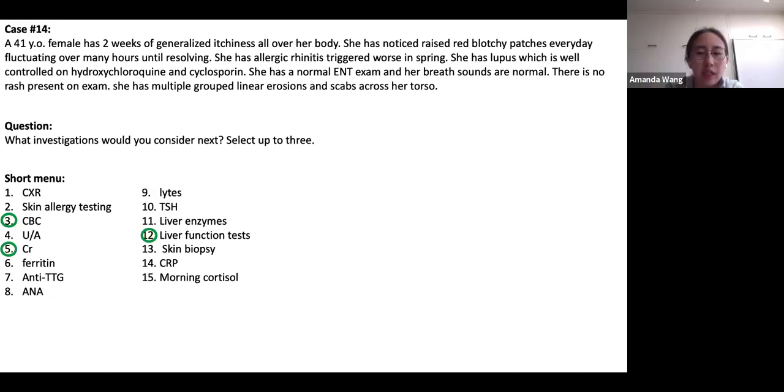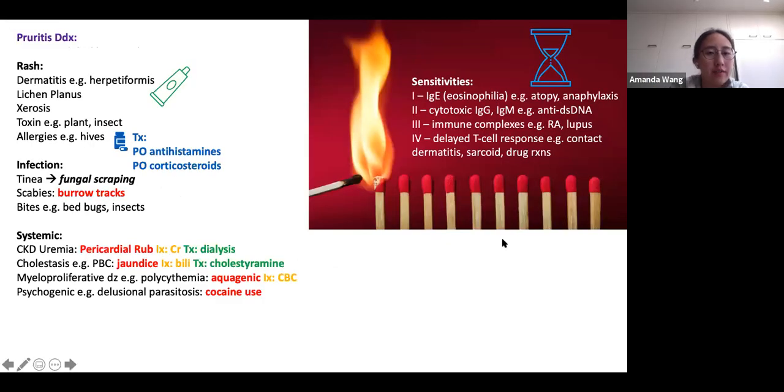Exactly. So if we go to the next slide, this is the differential for pruritus: rash, infection, and systemic causes. For rash, like we wanted to reiterate, treat with topicals if they're itchy and if they look irritated. And then for allergies, you start with oral antihistamines. You can go to oral steroids if you need to. And there's also newer stuff like oral biologics to help tamp down that immune response from the IgE.